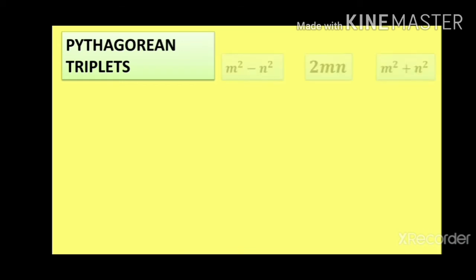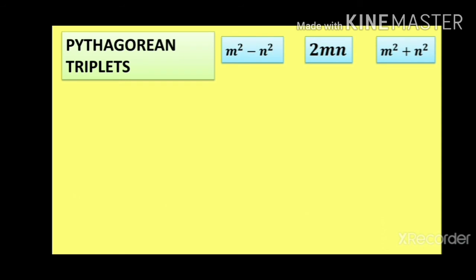Now let's consider the triplets of the form m squared minus n squared, m squared plus n squared and 2mn. Here we notice that m should always be greater than n. Then only we'll get a positive value, because m squared minus n squared is a square number, so it should be positive. So we'll take m to be greater than n.